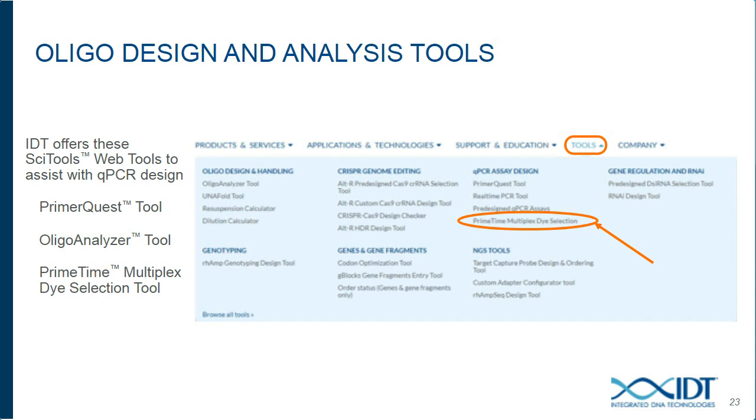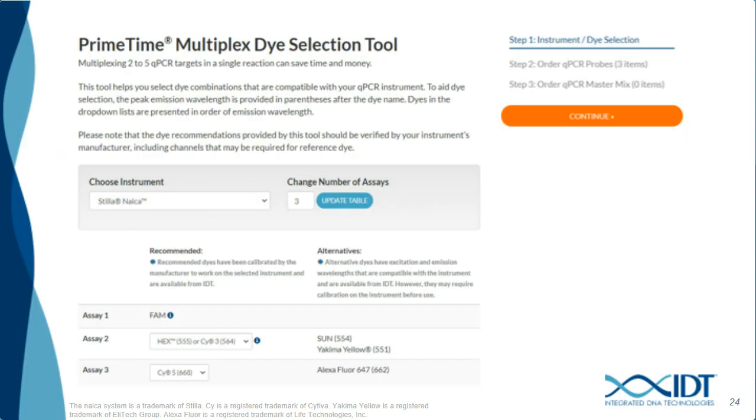The last tool I wanted to discuss today was the PrimeTime Multiplex dye selection tool that can be found under the qPCR assay design header shown here. The PrimeTime Multiplex dye selection tool will provide you with a list of dyes that are calibrated for on an instrument that can be used for multiplexing. Here I've selected the Stilla Nika system and asked it to produce three different fluorophore options to multiplex.